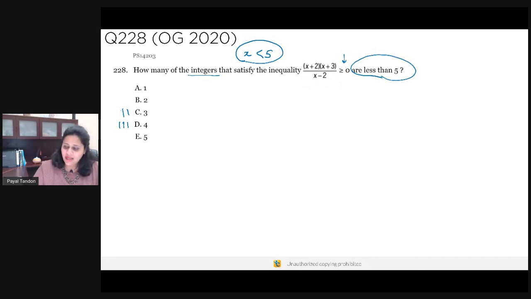Now, can I just do this? Can I say x plus 2 into x plus 3 is greater than or equal to 0 by taking this on the other side, x minus 2, multiplying 0 by x minus 2? Can I do this? Is this correct? Yes or no?